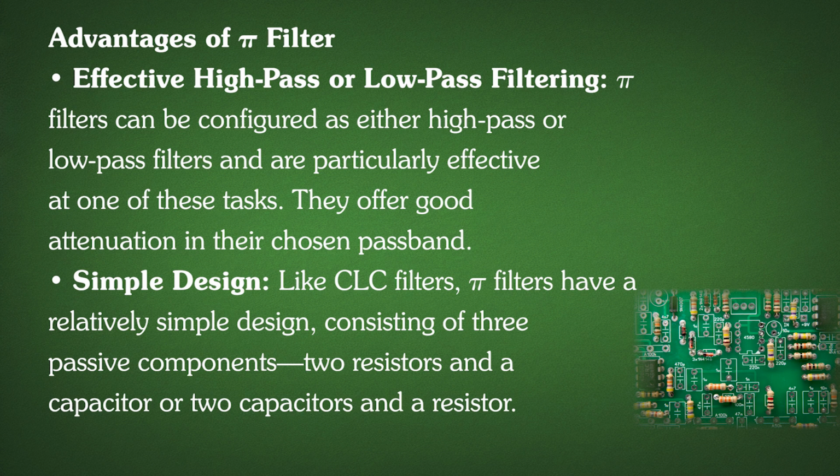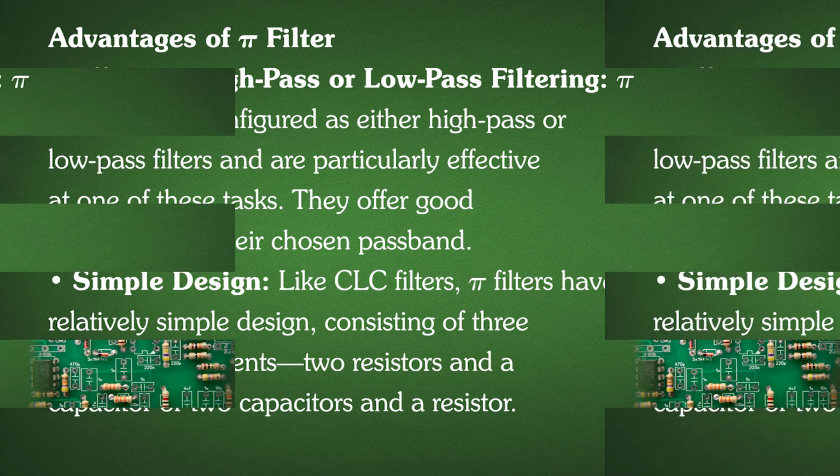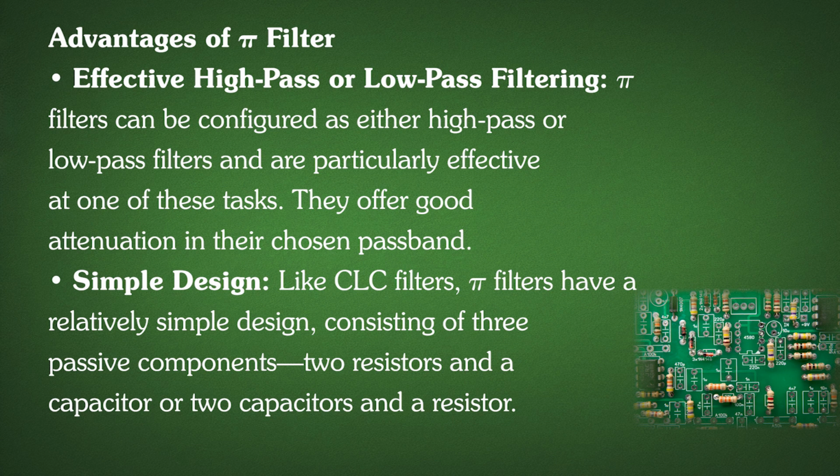So, pi filters can be configured as either high pass or low pass filters and are particularly effective at one of these tasks. They offer good attenuation in their chosen pass band. Next advantage is its simple design. Like CLC filters, pi filters have a relatively simple design consisting of three passive components, that is two resistors and a capacitor, or two capacitors and a resistor.